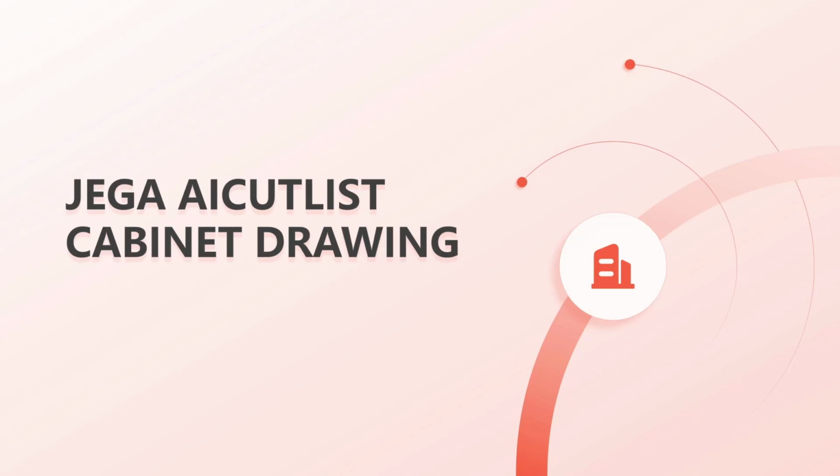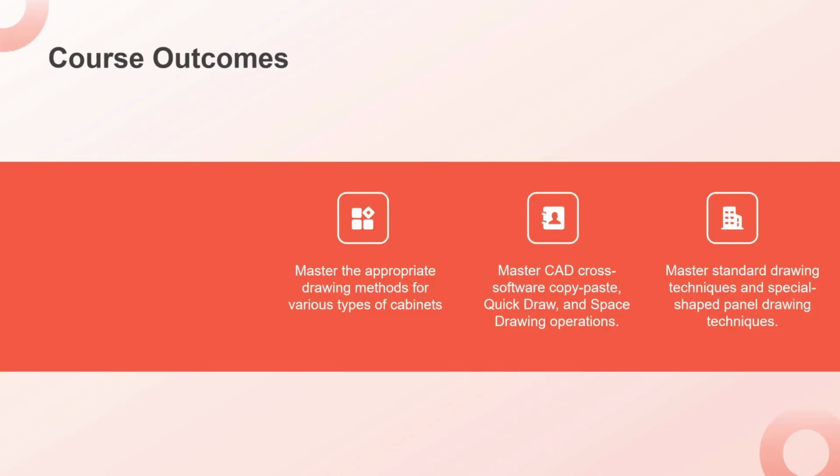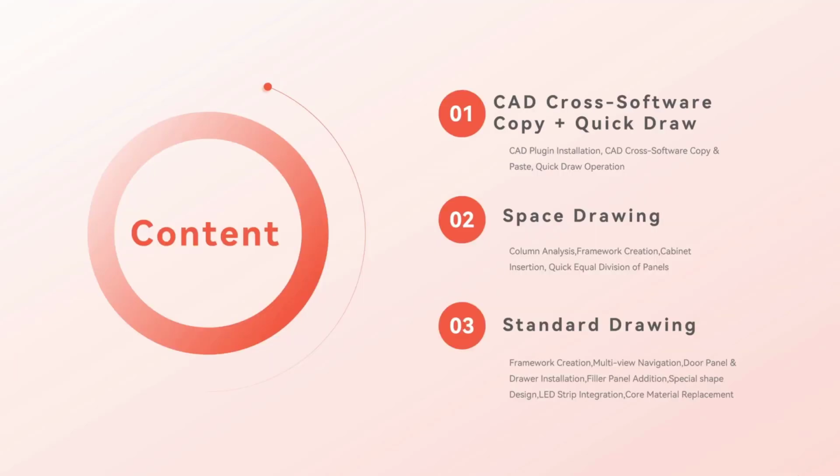In today's video, we are going to talk about the cabinet drawing methods in JEGA AiCutlist. You will have 3 gains. The first is that you can master the appropriate drawing methods for various types of cabinet. Second, you will master the cabinet copied from the CAD to the JEGA AiCutlist, so note about the quick drawing, space drawing. The third is that you will know how to use the standard drawing and how to draw the special shape panel. I'm going to introduce them with you one by one.